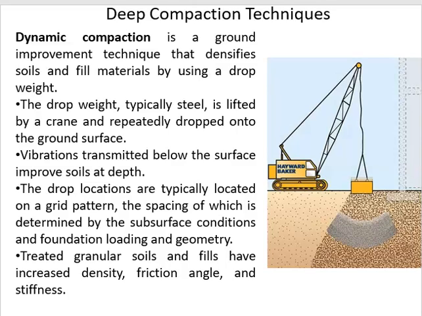Next deep compaction technique is dynamic compaction. In this method, a heavy weight of about 15 to 40 ton is dropped from greater heights like around 10 to 30 meter to compact the granular soils. The heavy weights are lifted with crane and allowed to fall on the marked locations on the ground. The vibrations caused by this action increase the angle of internal friction and density.